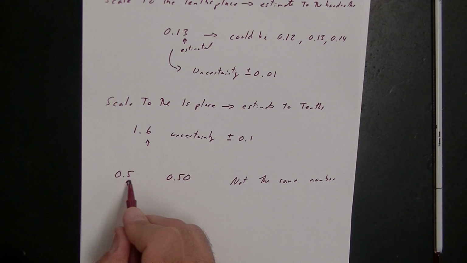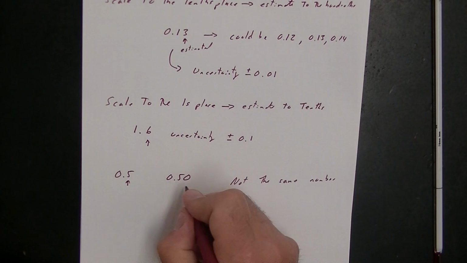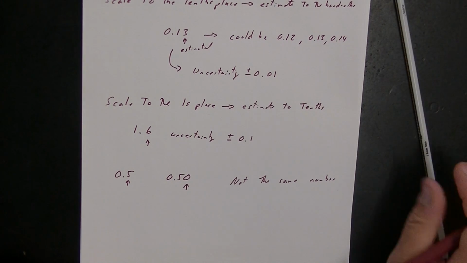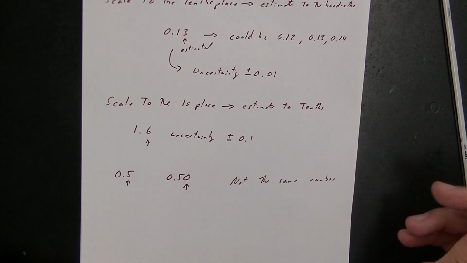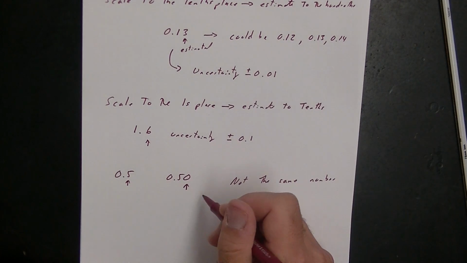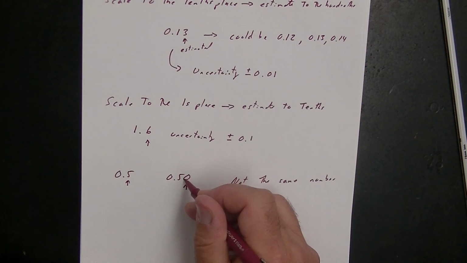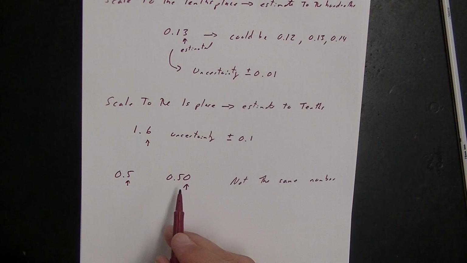So I'm sure of this digit. I have no clue about the next one. I've got to be close, but I don't know about the 0.5. So my uncertainty is plus or minus 0.1. Here, this is the one I'm not certain of. I'm not certain of the hundredths place. So I've estimated way out here to the hundredths place.